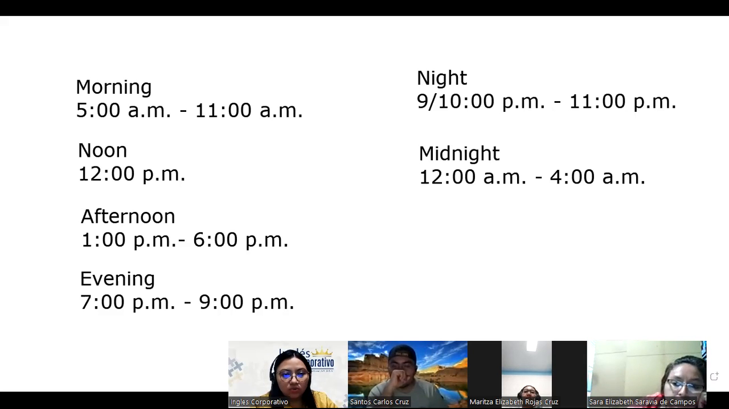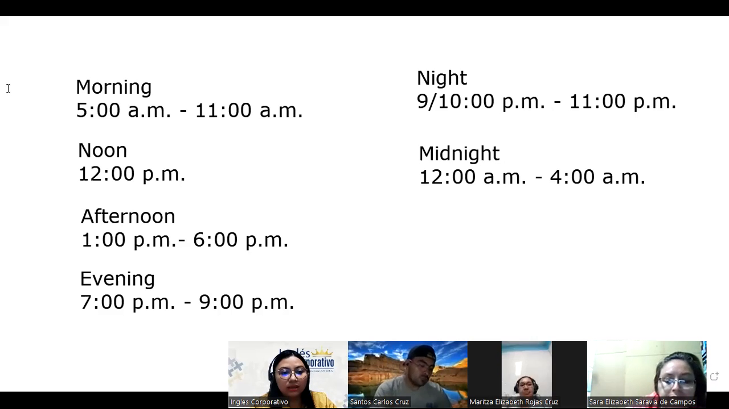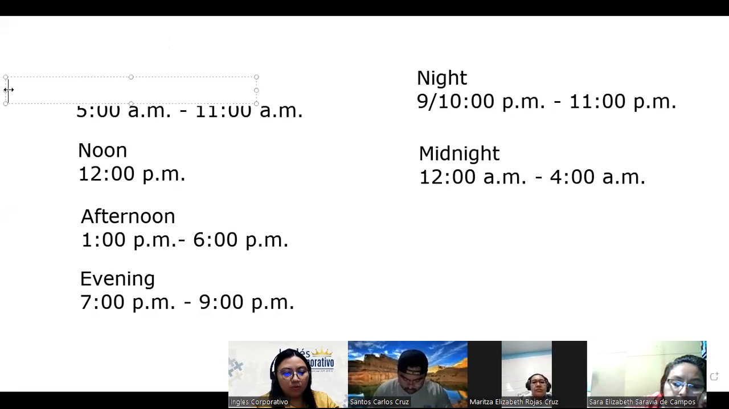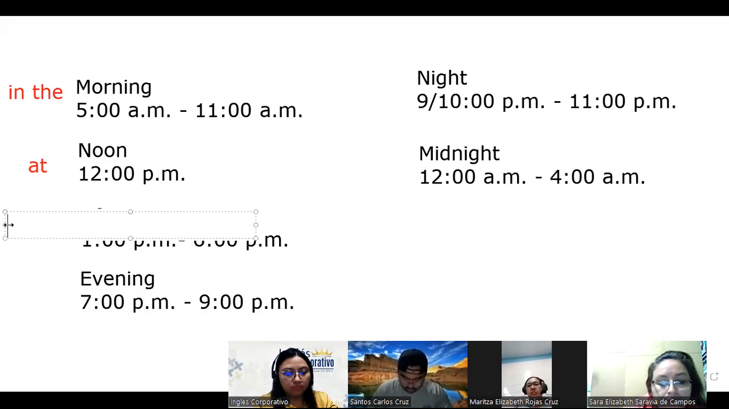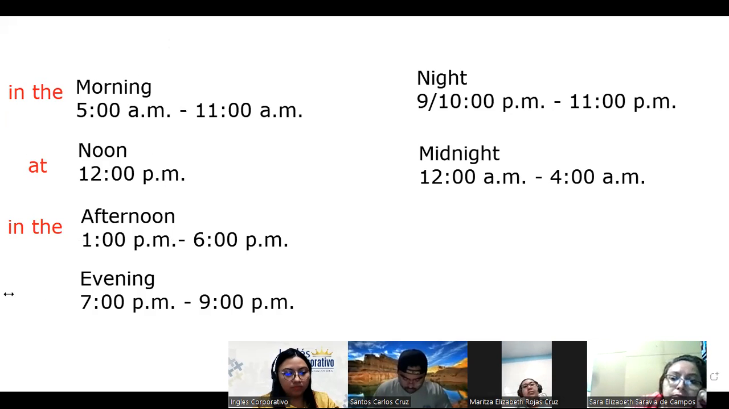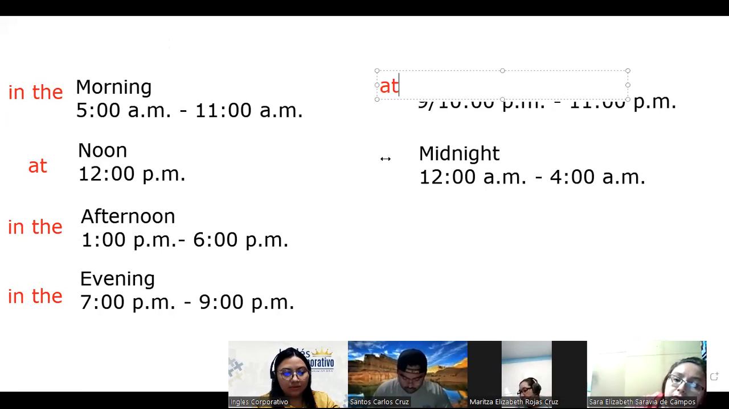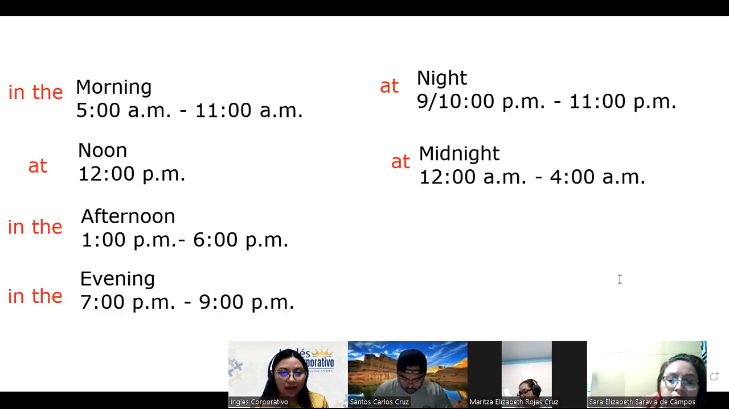With all of these expressions, we are going to use prepositions. Miren esto. En el caso de morning, nosotros decimos in the morning. At noon. In the afternoon. In the evening. At night. And at midnight. Así se refiere uno a estos tiempos. In the morning, at noon, in the afternoon, in the evening, at night, and at midnight.